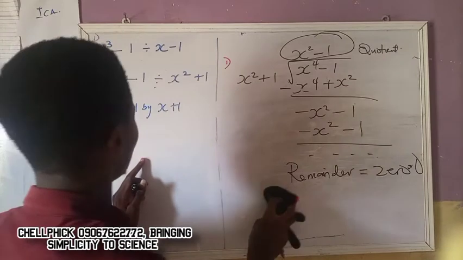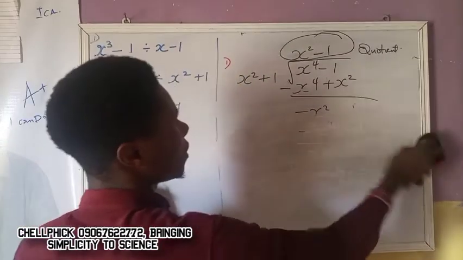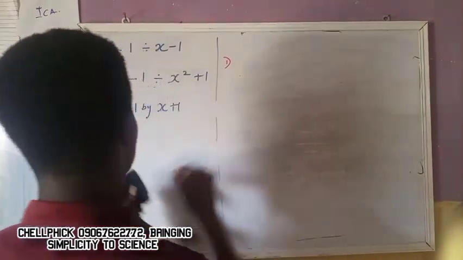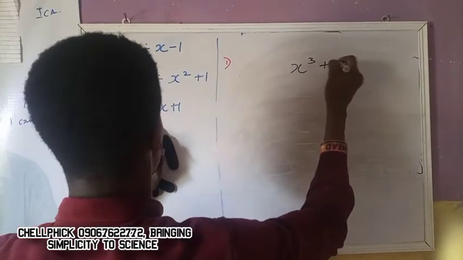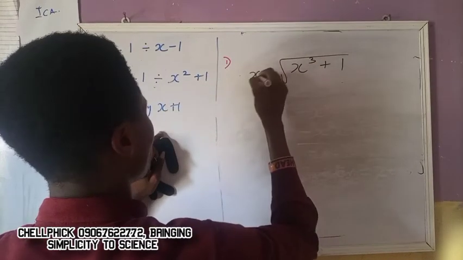So we take the last one. The last one is equal to x cubed plus 1 divided by x plus 1.